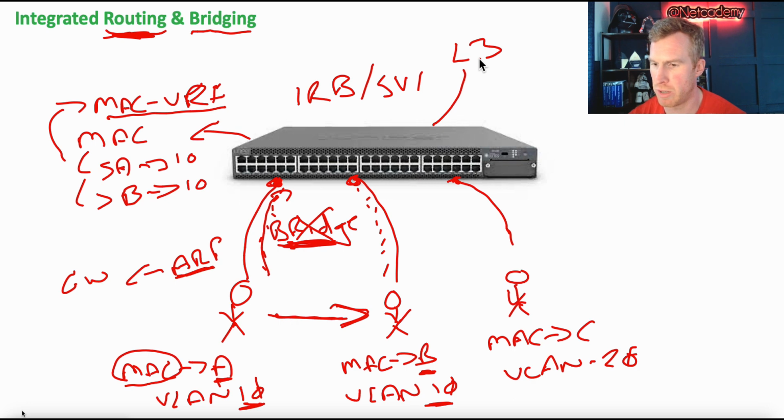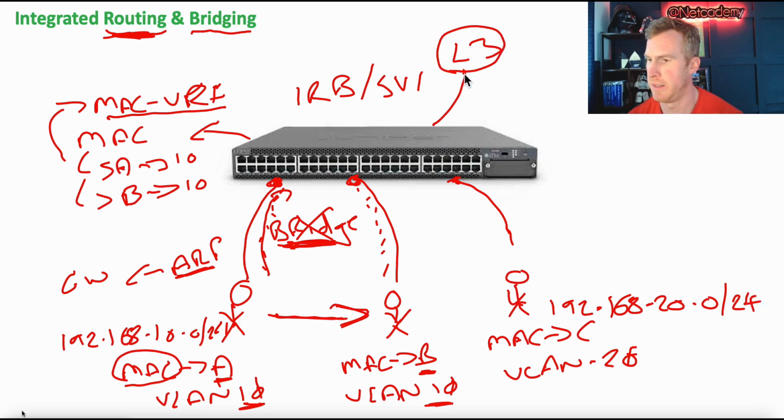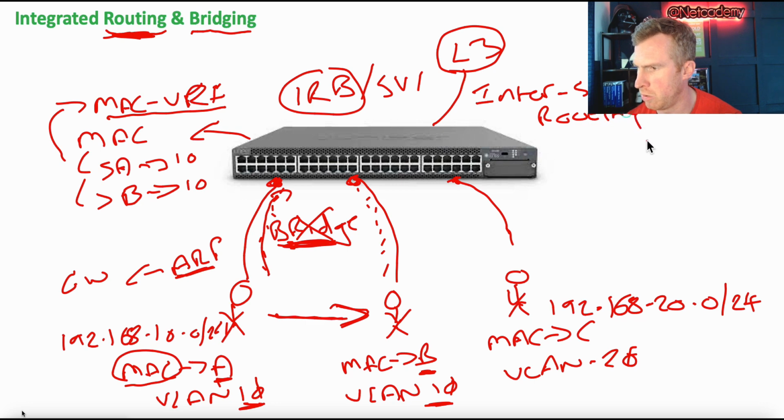MAC address A, user A, could be in 192.168.10.0/24, but MAC C, user C, could be in 192.168.20.0/24. So we need this layer 3 interface, this IRB interface, which is going to allow that inter-subnet routing. You could also call it inter-VLAN routing. It's the same thing. You're routing from one VLAN to another VLAN. You're routing from one subnet over to another subnet. But that is essentially what bridging is and what routing is.